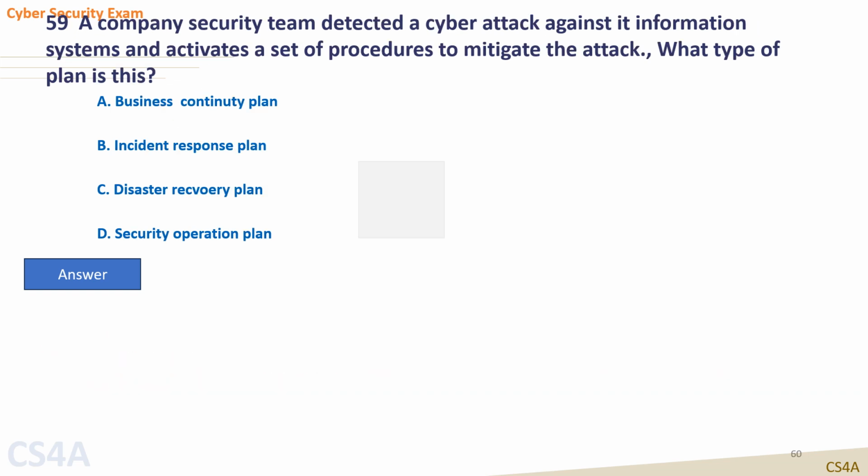A company security team detected a cyber attack against its information system and activates a set of procedures to mitigate the attack. What type of plan is this? The business continuity plan, incident response plan, disaster recovery, or security operation plan. So incident response plan is the correct answer because there is no business continuity issue, there is no interruption in the business operation, and there is no system unavailability or system crash. So the correct answer is incident response plan.